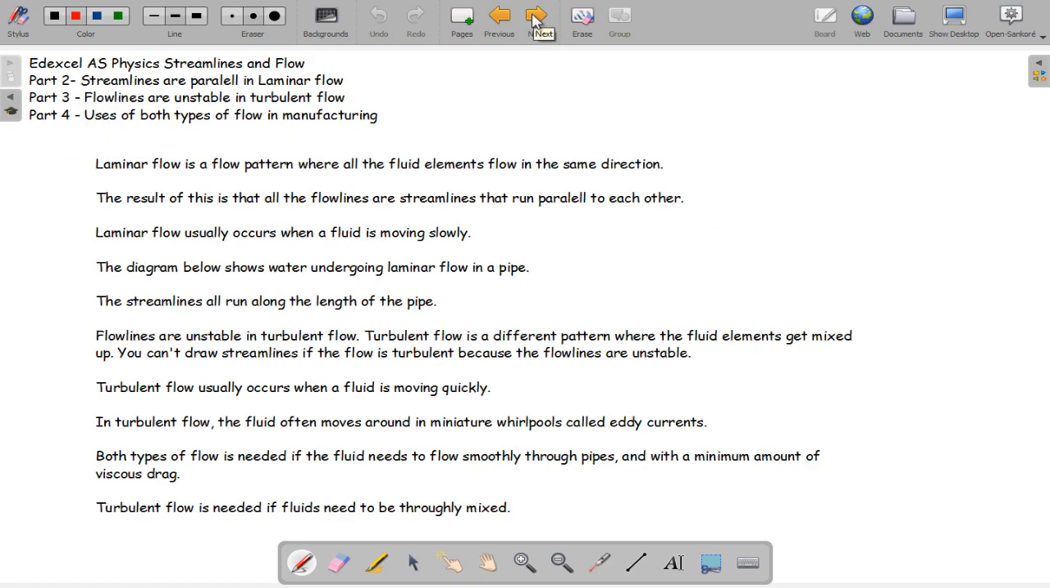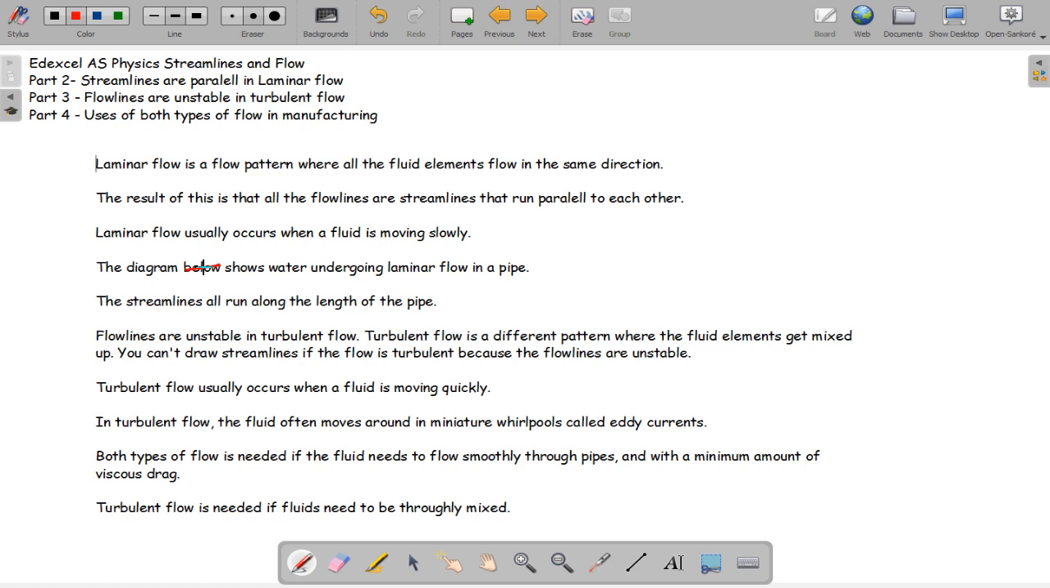So streamlines are parallel in laminar flow. Laminar flow is a flow pattern where all the fluid elements flow in the same direction. The result of this is that all the flow lines are streamlines that run parallel to each other. Laminar flow usually occurs when the fluid is moving slowly, and the diagram is on the next page.